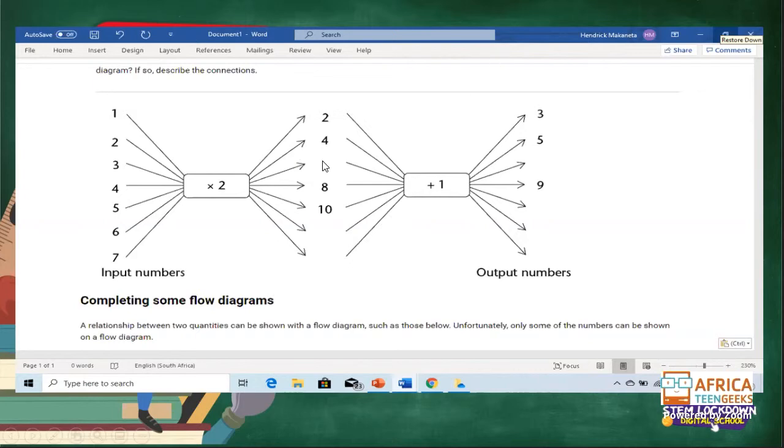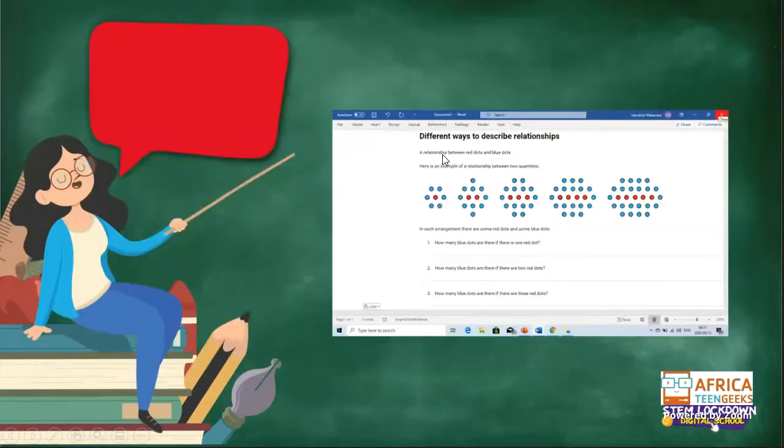And then 3 times 2 is 6, and then 6 plus 1 is 7. 4 times 2 is 8, 8 plus 1 is 9. That's the middle term there. And then 5 times 2 is 10, and then 10 plus 1 is 11. 7 times 2 is 14, and of course 14 plus 1 gives you 15. So can you see how we have done this?